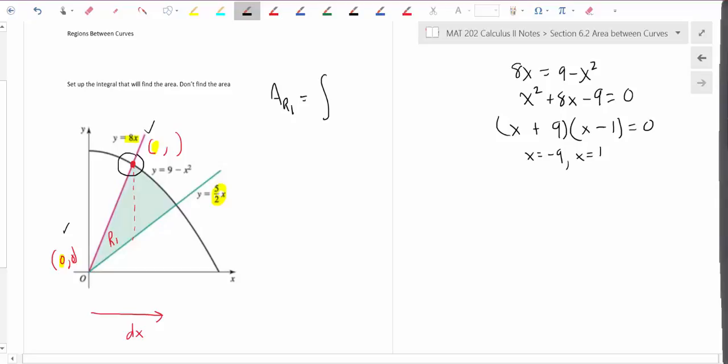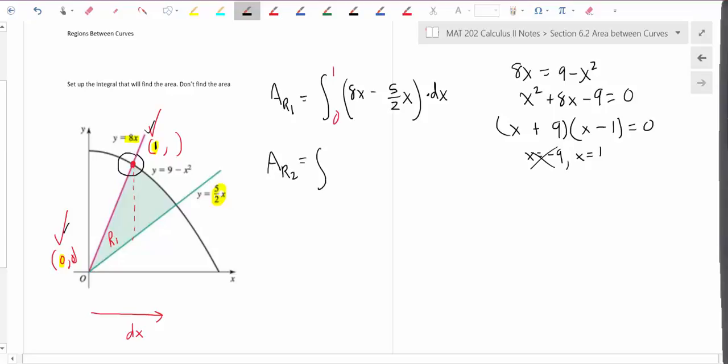Okay, so it looks like this curve right here couldn't be x equals -9, that's got to be x equals 1. So we're going to integrate from 0 to 1. And the curve on the top of region 1 is the one in red, which is 8x. And the one that is in green is 5/2 x. So you would have to do that integral, which is a pretty easy integral to do, to find the area of region 1. Okay, now region 2.